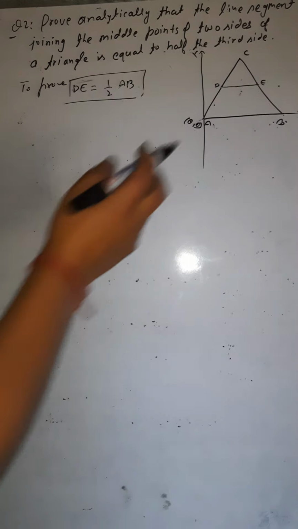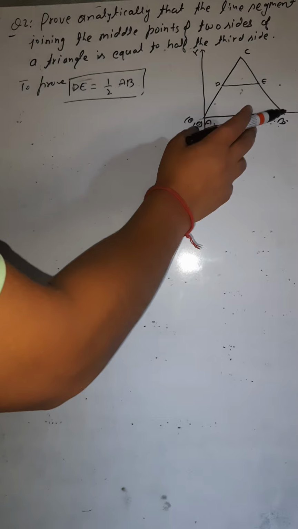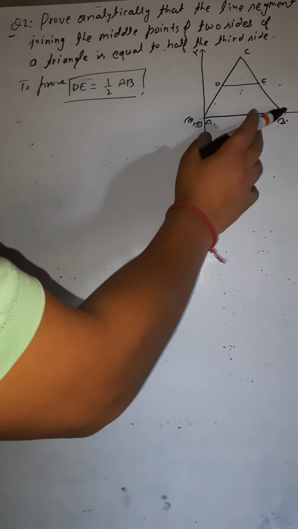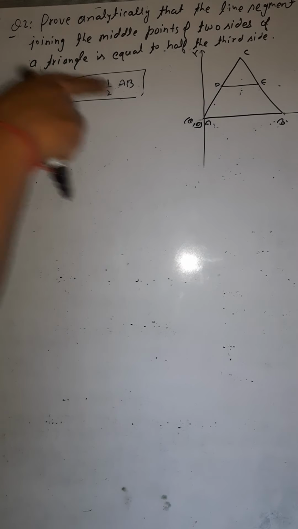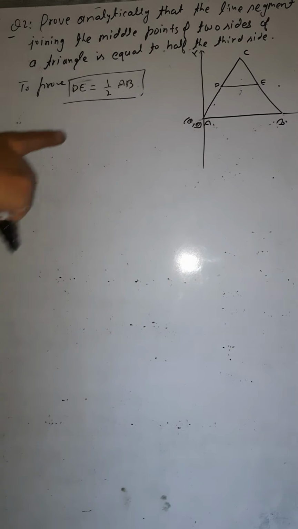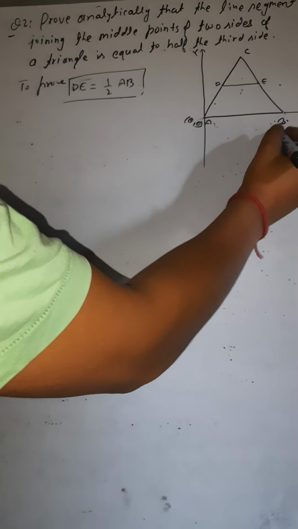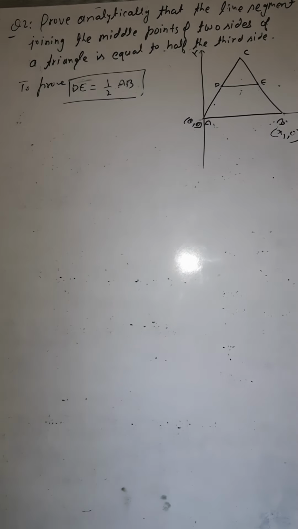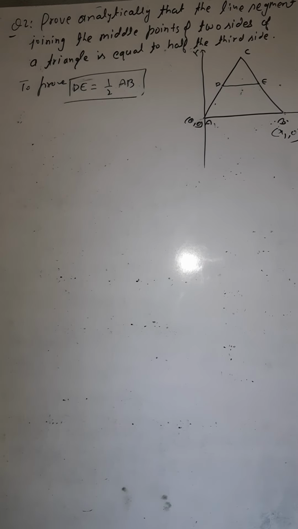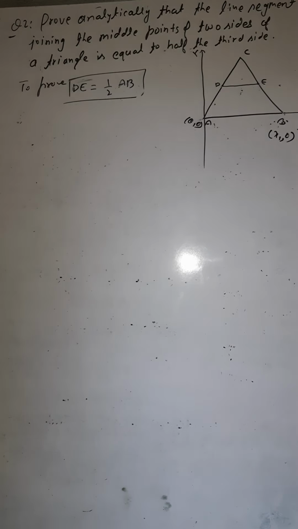Now can you tell me the coordinates of B? As this line segment AB is along the x-axis, the y coordinate would be 0. As I have told previously, anywhere along the x-axis, the y coordinate will always be 0. Let's say the x coordinate of B is x1 and the y coordinate is 0. Are you getting this? So these are the coordinates of point B: x1, 0.